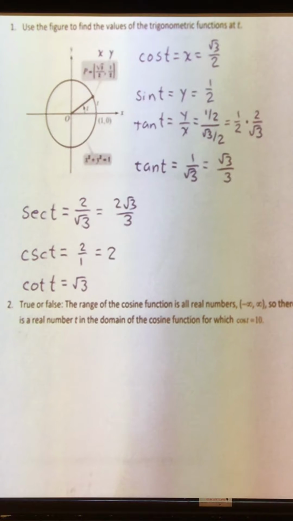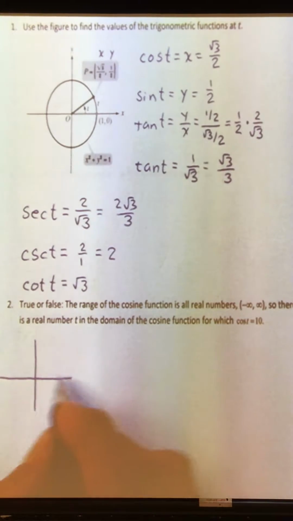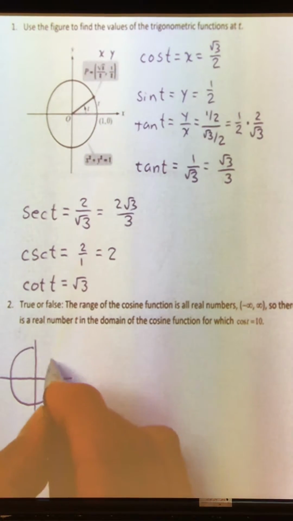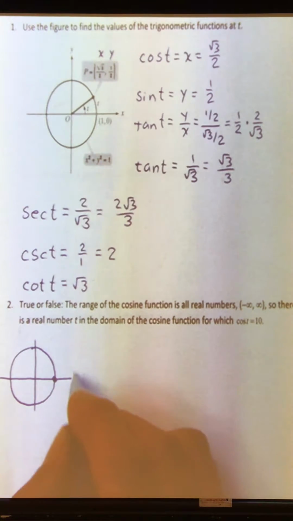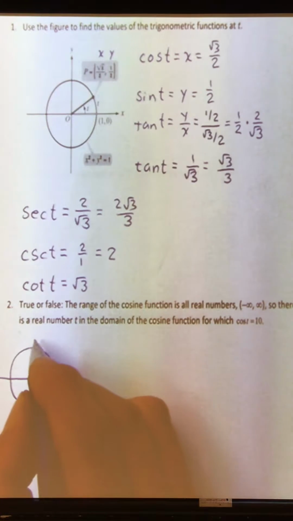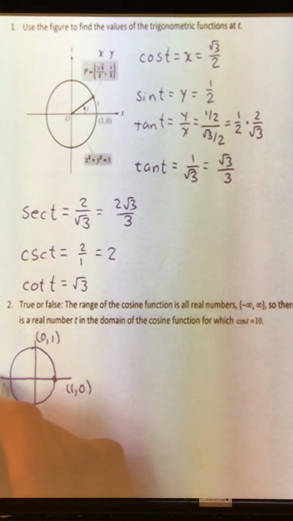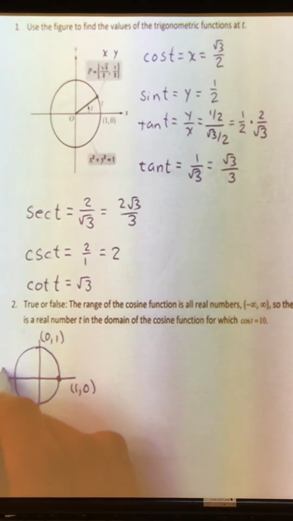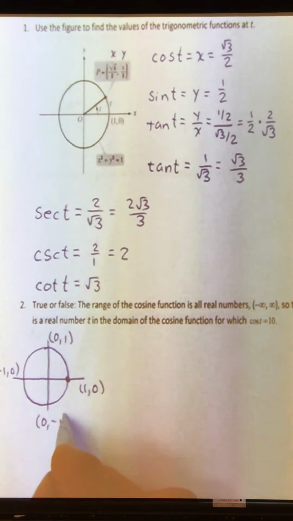Problem 2. The range of the cosine function is all real numbers, -infinity to +infinity. So there is a number t in the domain. All right, let's take a look at the unit circle here. In trig, you draw pictures. This coordinate here for the angle of 0 or 2 pi is 1, 0. This angle for pi/2 has coordinate 0, 1. Here for 180-degree rotation, or pi, coordinates are -1, 0. And here at 3 pi/2 is the coordinates 0, -1.